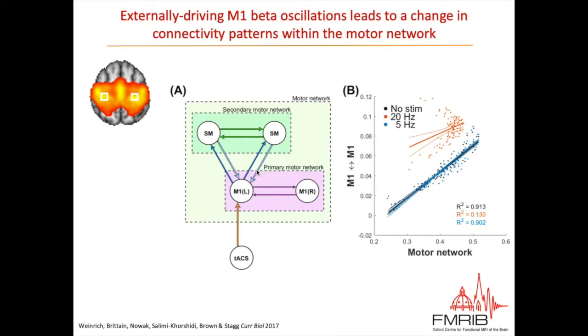And that is exactly what the toy model demonstrated that it probably was doing. This is the same as the empirical data I showed you: in black in sham and in blue at 5 hertz, there is a tight relationship between the primary motor network connectivity and the whole of the motor network. But at 20 hertz, this breaks down. Although there's no overall change in the motor network strength, and no change in the primary motor network, the primary and secondary motor networks become separated.